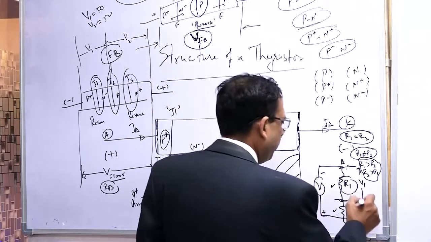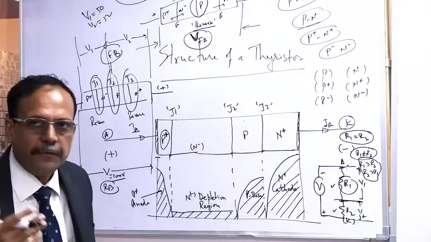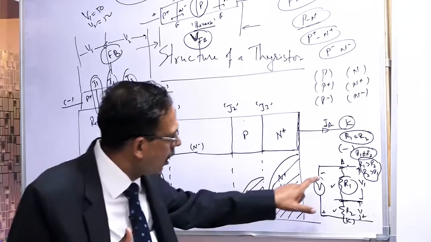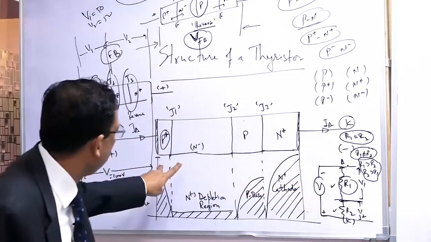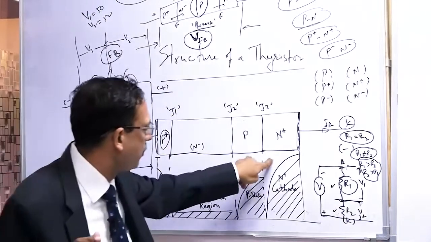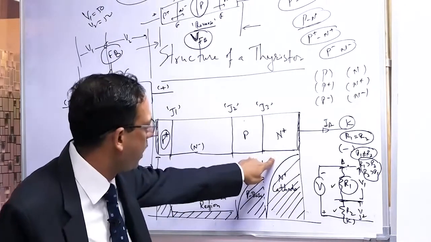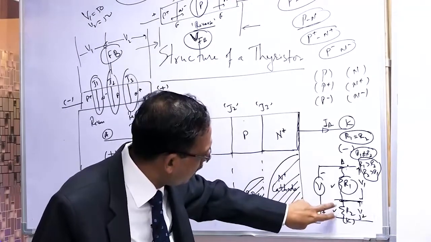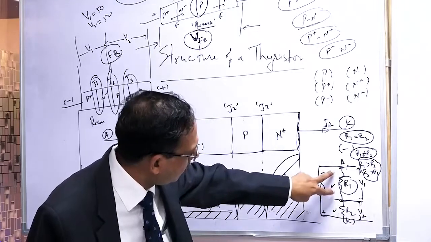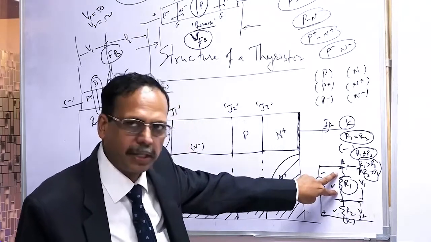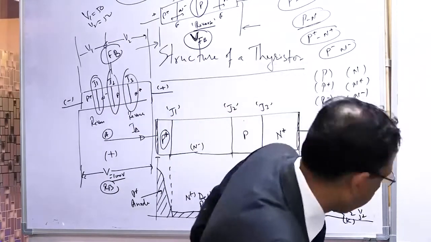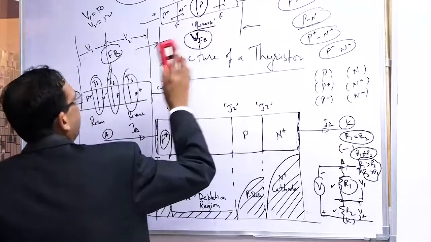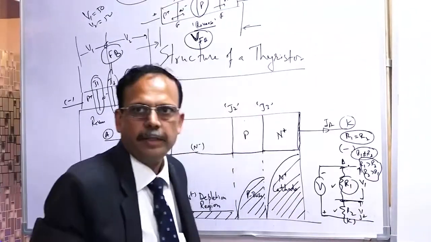This is, let us say, V1, V2. Sunil Gupta ji has rightly said that R1 is going to be more because this depletion layer is going to be more, and since this is P and N plus, this will be less. So this will act as an insulator with less resistance, and this as an insulator with more resistance. Can anybody tell why V1 is more? Sunil Gupta ji is right that V1 is more.